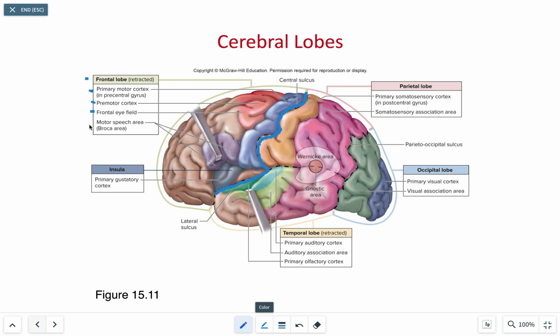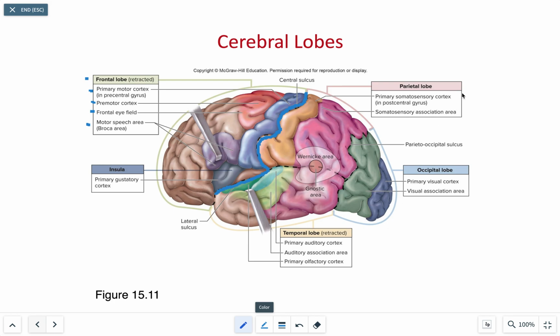And then the last area in the frontal lobe would be the Broca area. Within the Broca area, or what we consider the motor speech area, this region, the purple, is responsible for controlling the muscular movement necessary for vocalization. So it controls all the muscles of the face for vocalization.